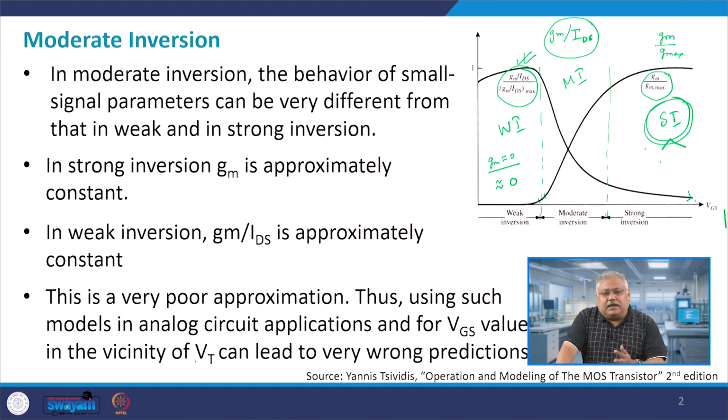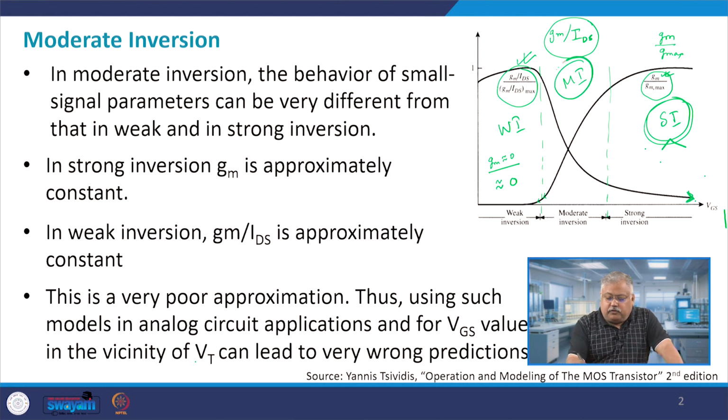You will ask me why this happens, because in the strong inversion you have the largest number of carriers available in the inversion region, and therefore the device is highly sensitive to variations in the gate voltage. So, if you give a small change in the gate voltage, you would expect to see a large change in the drain current, and that is the reason your GM value is typically large, almost saturating to a value equal to 1, whereas ID GM by ID max saturates to almost a 0 value.